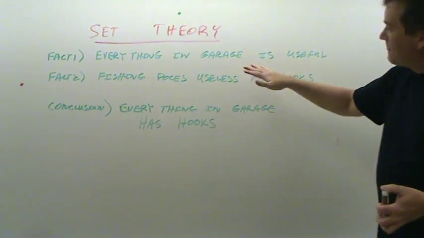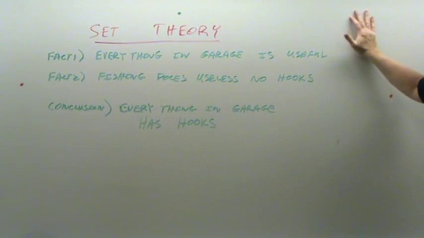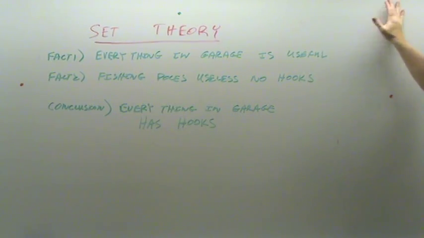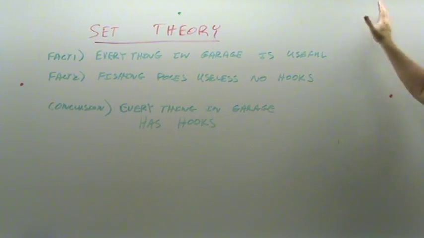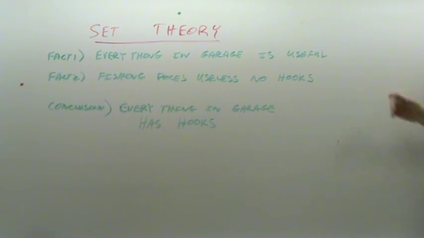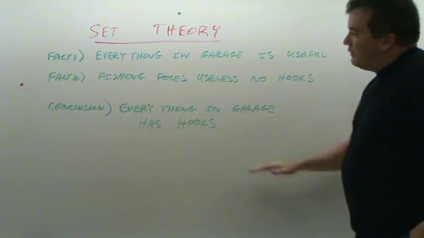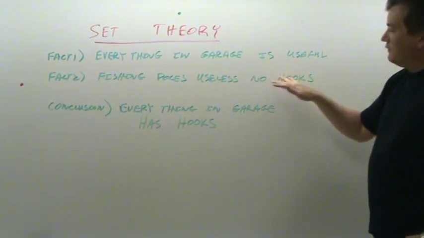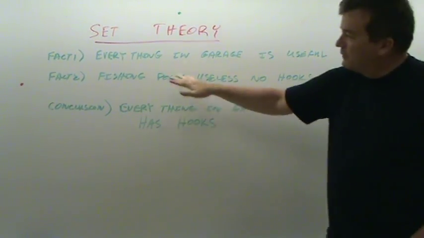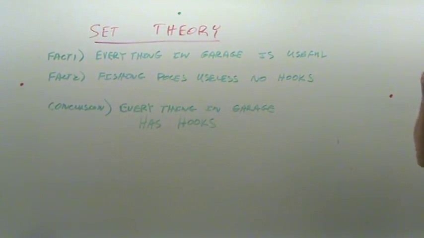So basically, you're saying everything that you keep in your garage is useful. Anything that's useful to you, like a bicycle or a spare tire for your car, you put there. In other words, you're not a person who saves junk. Let's say junk is stuff that's useless. It turns out you own some fishing poles, and they're useless because they have no hooks on them. And from those two facts, we could make many conclusions.